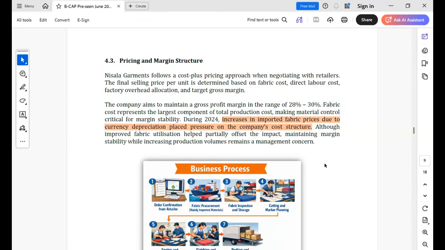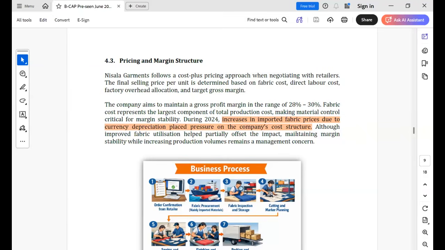So during 2024, increases in the imported fabric prices due to currency depreciation placed pressure on the company's cost structure, right? So you always examine this. It is now talking about the currency depreciation, right? The reason is they are fully depending on import, right?